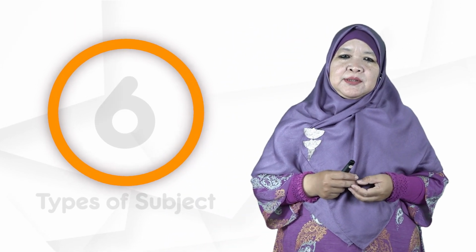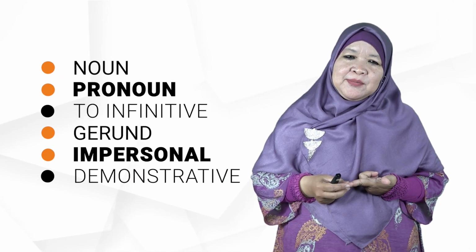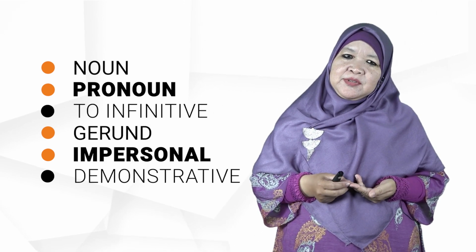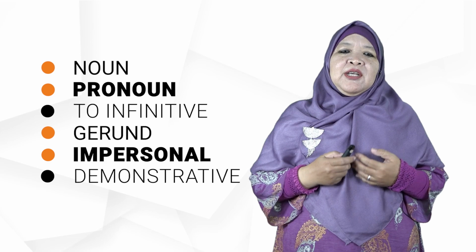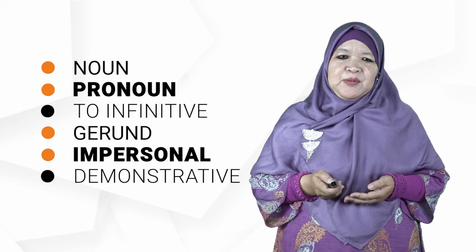Some Indonesian students get confused in agreeing between the subject and those auxiliaries. So before we learn further about subject-verb agreement, we need to know the kinds of subject. Actually, there are 6 types of subjects in English grammar. They are noun as subject, pronoun as subject, to-infinitive as subject, gerund as subject, impersonal subject, and demonstrative subject. So let's see one by one.